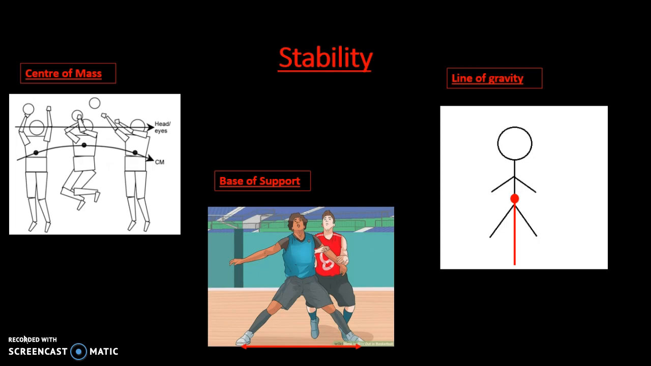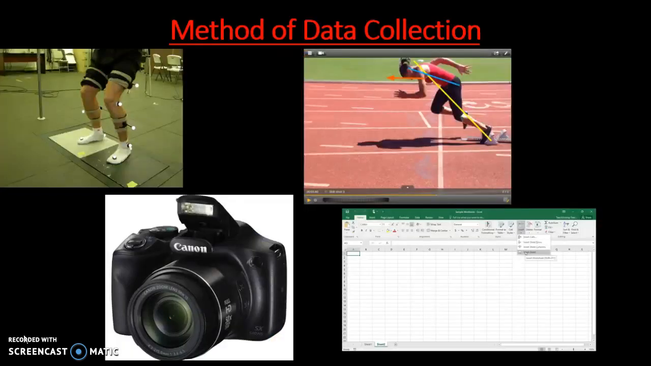Stability can be increased or decreased. This is done by making the base of support smaller or larger. The larger the base of support is, the more stable a player is, like in the block position of a box out and rebound. But if the base of support is small, this makes the player less stable. For example, if you're balancing on one foot, you're of low stability.